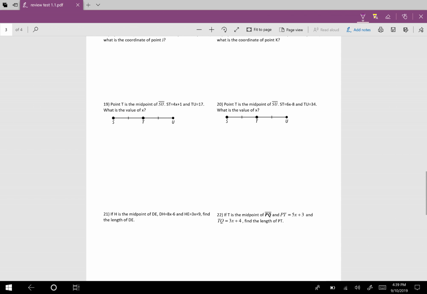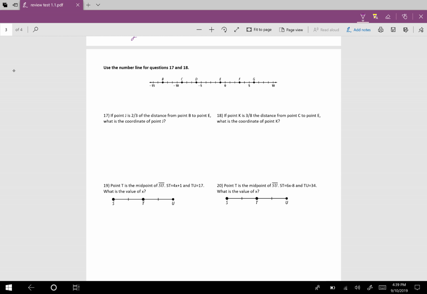Okay, the next kinds of problems that we have are on the number line here. So it says point J is 2/3 of the distance from point B to point E. What is the coordinate of point J? Okay, step 1, we have to find the length of BE. So we're going to do the absolute value of B minus E. And y'all need to make sure that you're writing this stuff down. So point B is at, here's 10, 11, 12, it's negative 13. So the absolute value of negative 13, okay, minus, now point E, it's over here at negative 1.